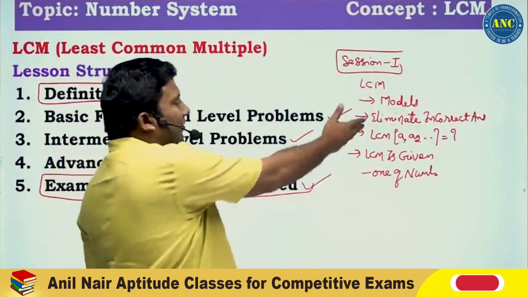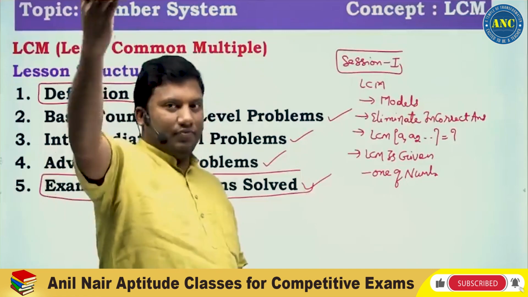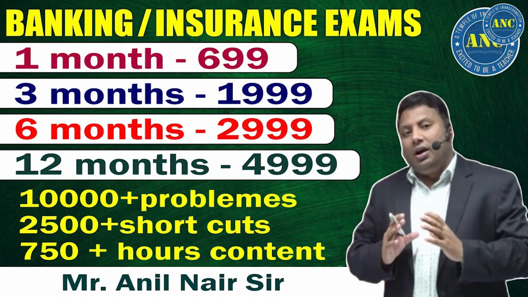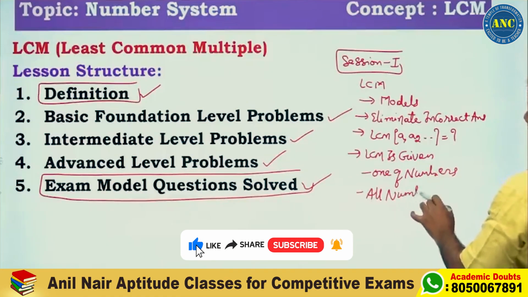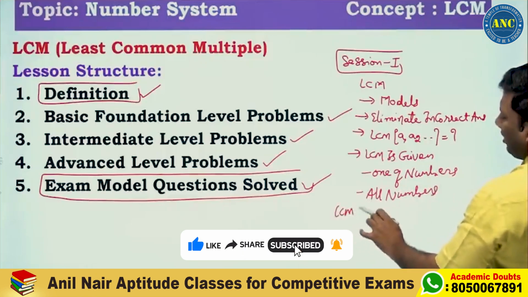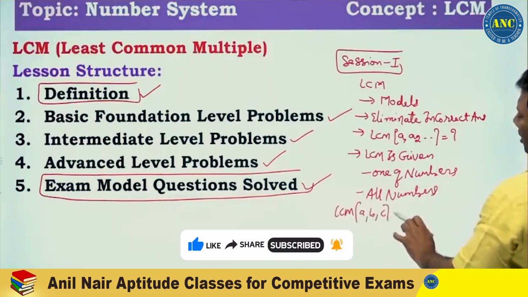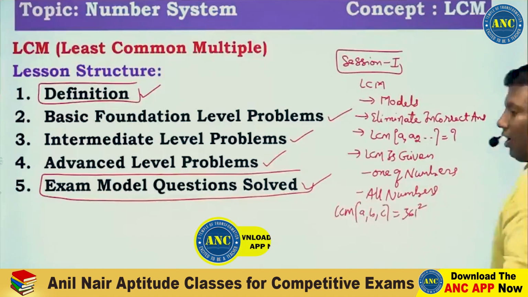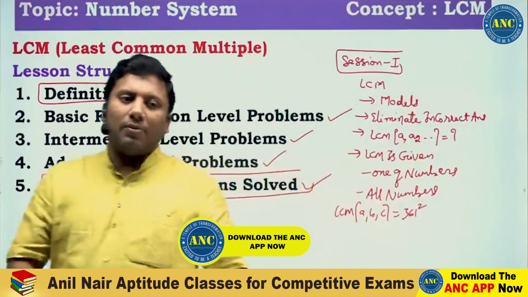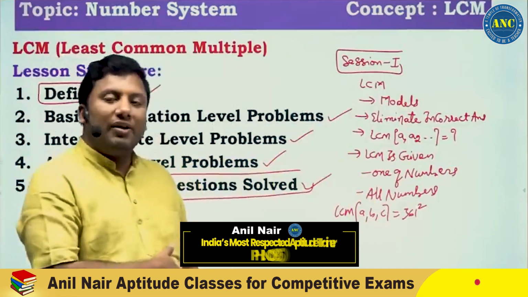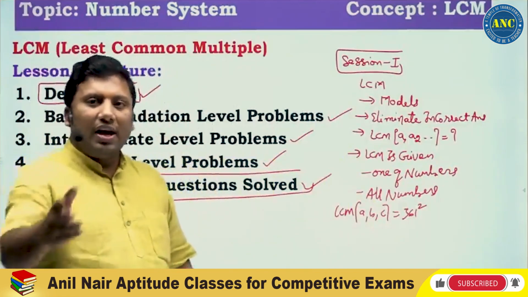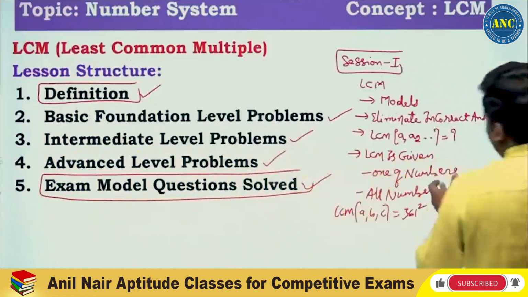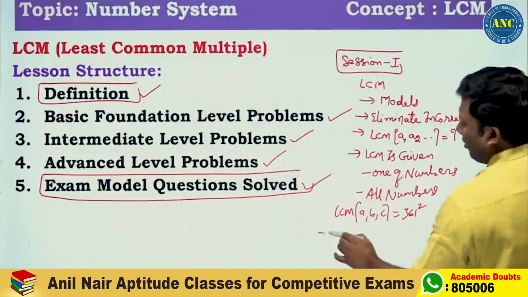Any Tom, Dick and Harry can find the LCM of the given numbers. But if the LCM is given, we have to find out one of the numbers, or we have to find out all the numbers. For example, LCM of A, B, C equivalent to 361 square. What will the textbook teach you? This problem is generally an advanced level problem. It will take 5 to 7 minutes to solve. At the end of the class, you will be able to solve the question in less than 10 seconds.